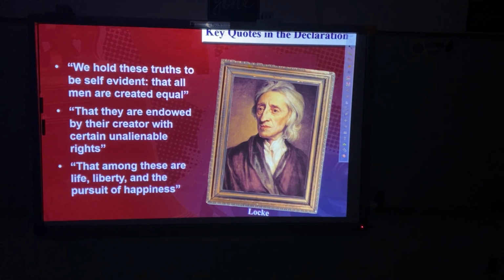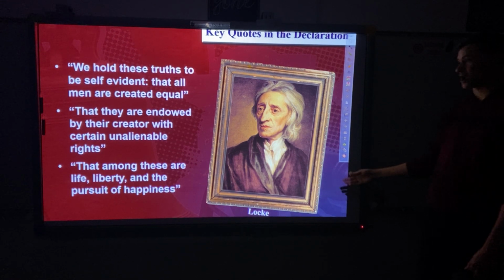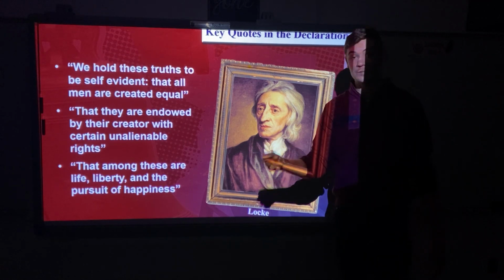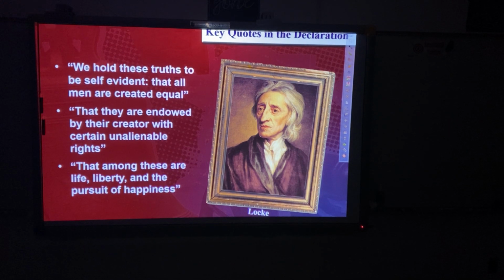So, key quotes in the Declaration. We hold these truths to be self-evident, that all men are created equal. That should sound very familiar. That's from John Locke. That they are endowed by their creators with certain inalienable rights. That's John Locke. Among these rights are life, liberty, and the pursuit of happiness. John Locke said life, liberty, and property, but all of these ideas are going to be from John Locke. Thomas Jefferson was very influenced by John Locke. He was a big fan of John Locke, and a lot of Locke's ideas come up in the Declaration of Independence, which is why we've been over the Enlightenment already.